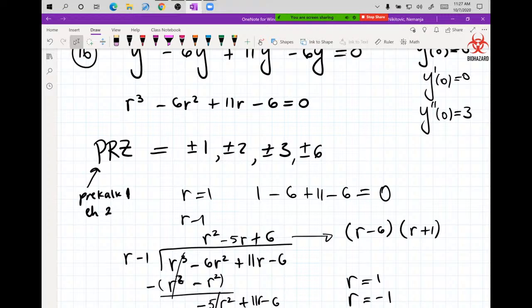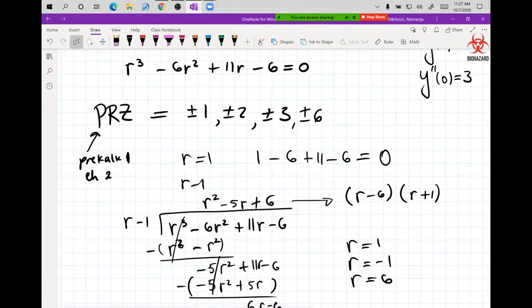What? Where did I make a mistake? So they do have the same root of r. Oh, no, r minus 1. I did use r minus 1. That's good. I did use r minus 1. So r squared, r minus 1, that's a negative 5.